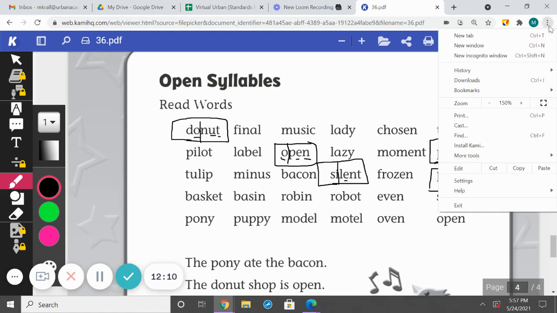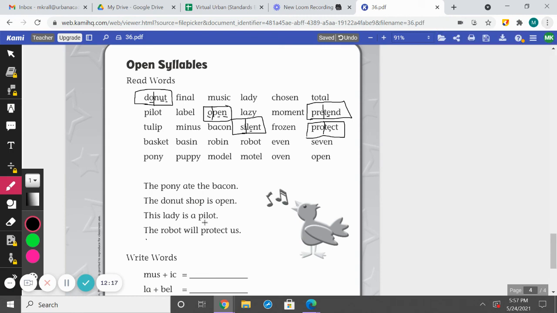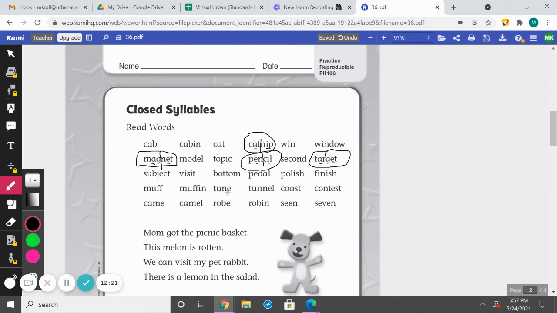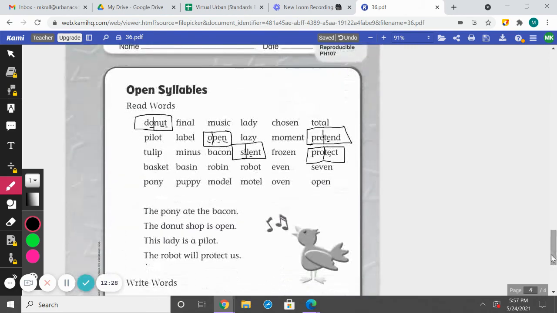All right, second grade. That was awesome work. Now, remember that when we have a closed syllable, our vowels are closed in and they have a short sound. Whenever we have an open syllable, the vowel is open. There's no consonant closing it in. So that means it can say its name and it's long. So our long vowels say their name. All right, second grade, awesome job, and I'll see you next time.